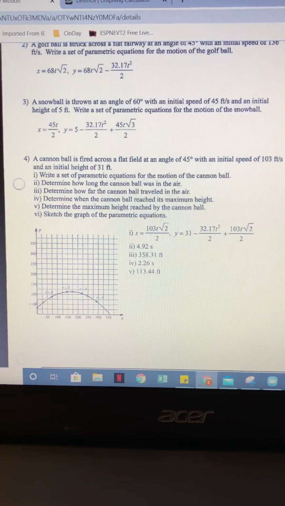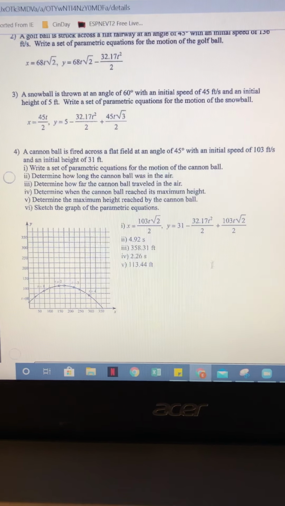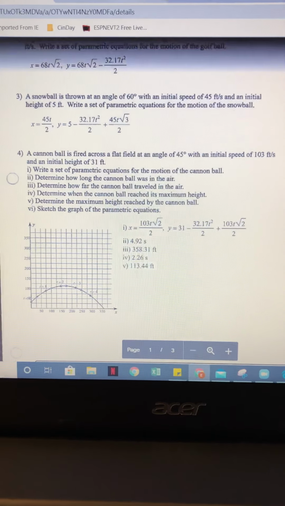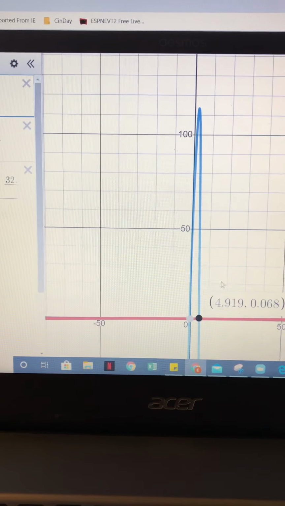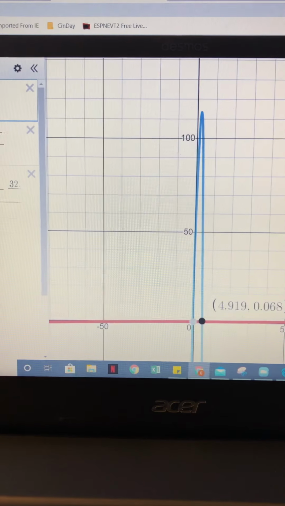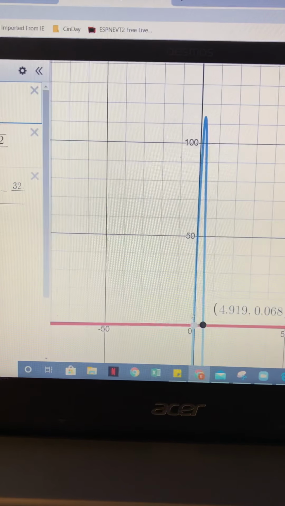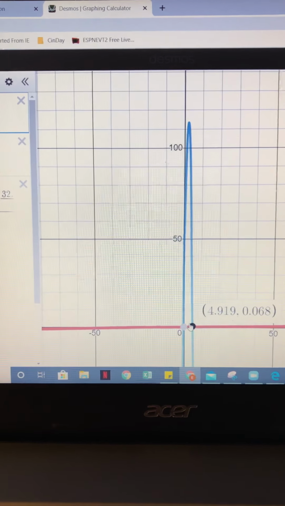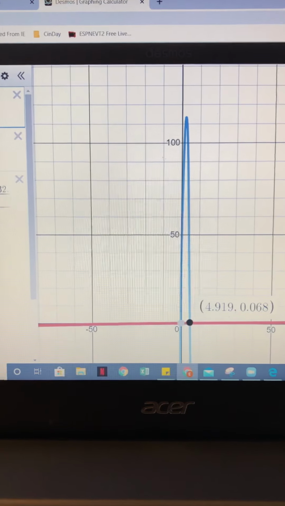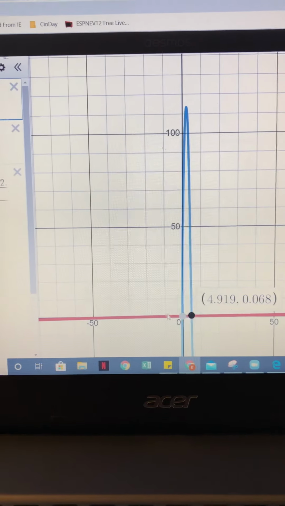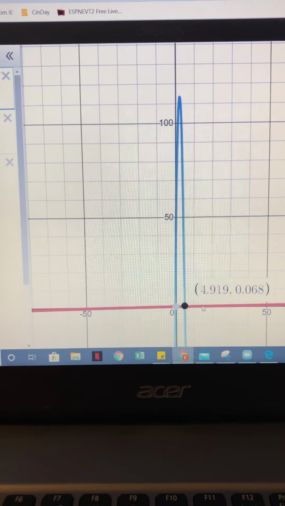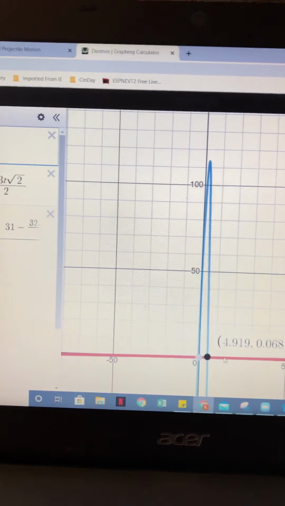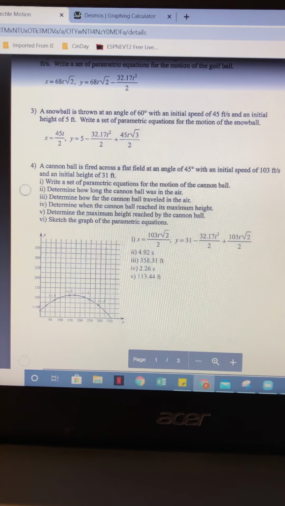So first we have to write a set of parametric equations for the motion of the cannonball. That's just like 1 through 3, so I'm going to assume that you can do that, and I'm going to show you what it looks like in Desmos. If you graph it in Desmos, the blue one is the vertical, which is why it looks like the path, because it's showing how the cannonball is going up in the air, and then the red is the x function, and that is more horizontal because it's going forward from its starting point.